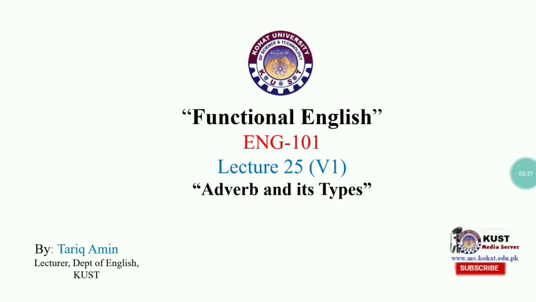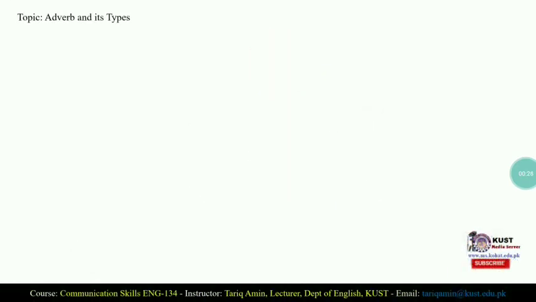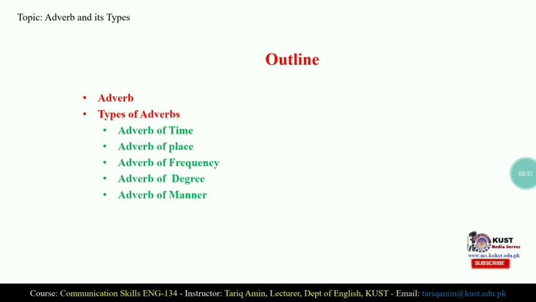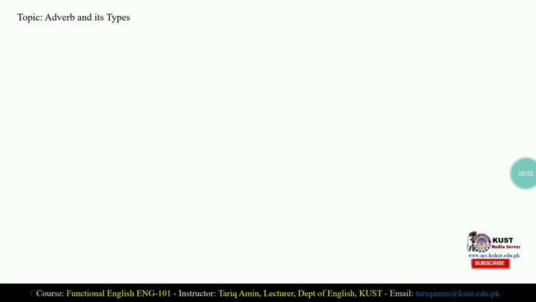Our today's topic is adverb and its types. Let's have a look at the lecture outlines of today's class. In today's class, we are going to read about adverbs, the different types of adverbs. The types of adverbs are adverb of time, adverb of place, adverb of frequency, adverb of degree, adverb of manner. These were some of the basic types of adverbs.